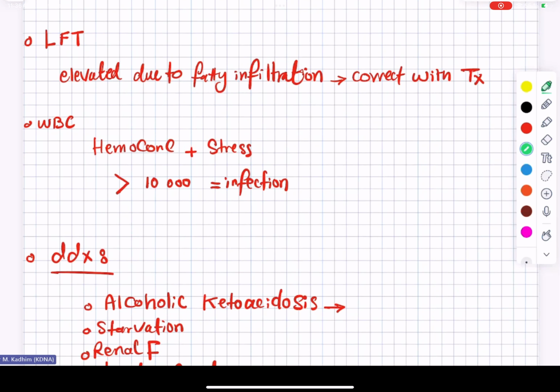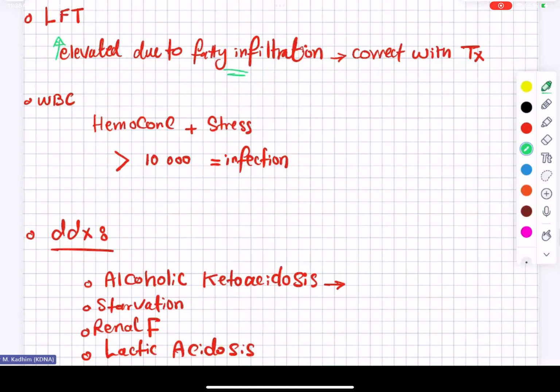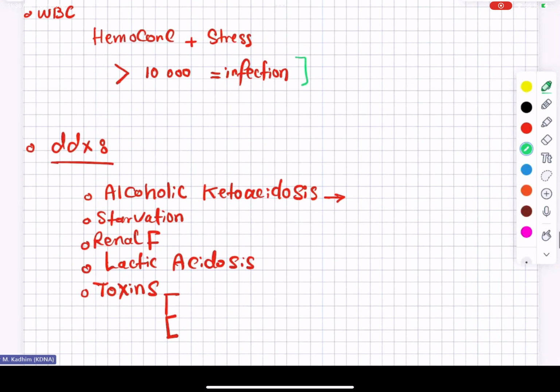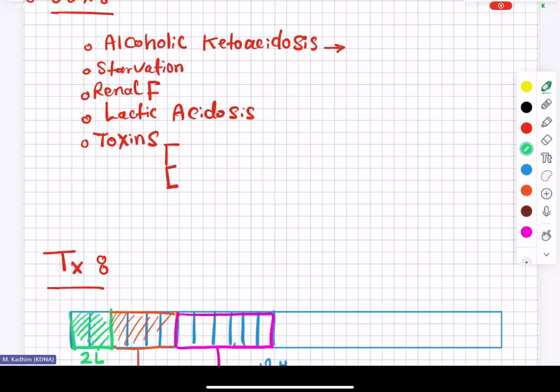Liver function tests will be seen elevated because there's infiltration of fat and inflammatory mediators will be high, so it will be corrected during the treatment. White blood cells, if you see more than 10,000, this indicates infection. Differentials include alcoholic ketoacidosis, starvation, renal failure, lactic acidosis, and toxins. And by toxins, I mean salicylate, ethylene glycol, or methanol.